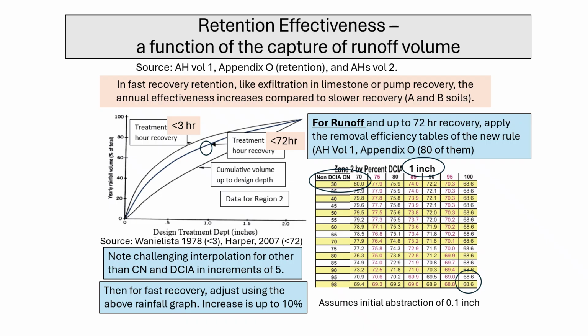These published curves and tables compare the annual capture or effectiveness of runoff water as a function of the system's storage volume and treatment depth, assuming an initial abstraction of 0.1 inch. It's worth noting the practical challenge of interpolating these values for conditions other than standard curve number and DCIA increments. The removal tables from Harper are incorporated into the latest Applicant's Handbook, Volume 1.